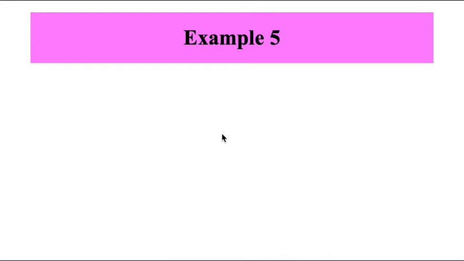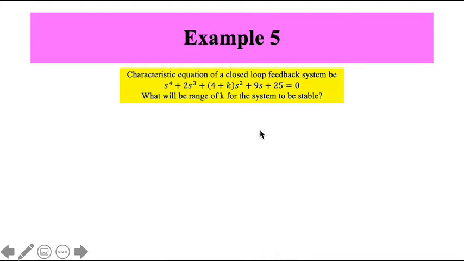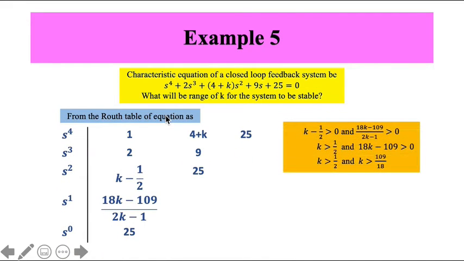So this is problem number 5. Let the characteristic equation of a closed loop feedback system be s to the power 4 plus 2s cubed plus (4 plus k)s squared plus 9s plus 25. First we construct the Routh array. For s to the power 4, the first term will be 1, the second term is 4 plus k, the third term is 25. Similarly for s cubed it is 2, then 9. So we get k minus half.